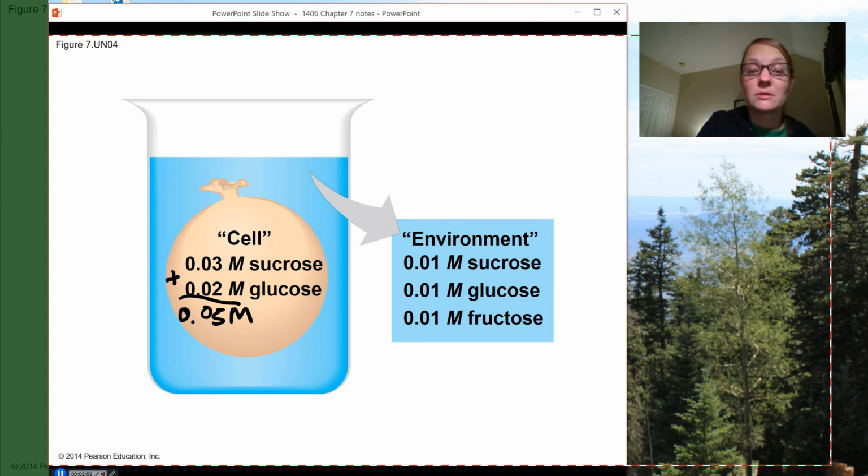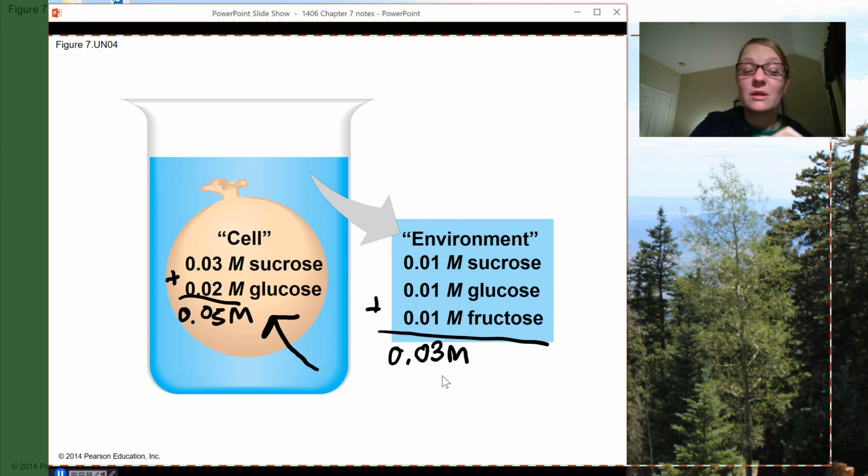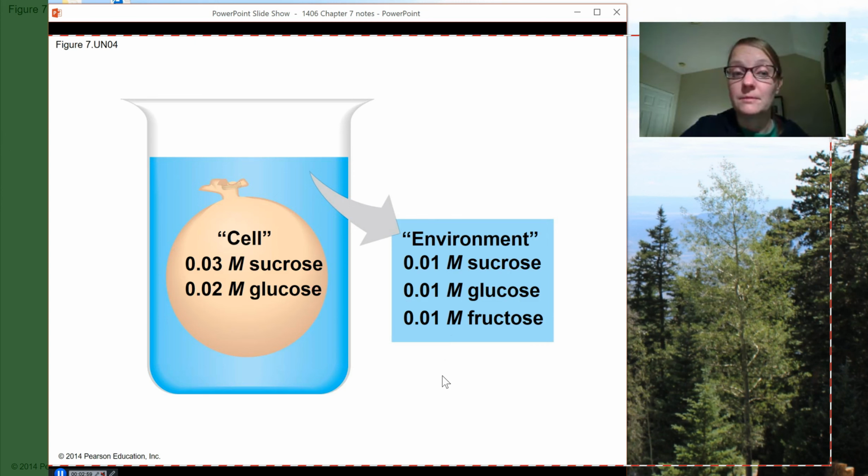0.05 molar. And we'll do the same thing for the environment. So we'll add all these guys up. In this case, we'll end up with 0.03 molar. You can tell now that on the inside of the cell, we have a higher concentration of solutes versus the outside of the cell. So in this case, we are going to have the water chasing high solute concentration. It's going to go from the outside of the cell in to try to dilute out that high solute concentration on the inside.